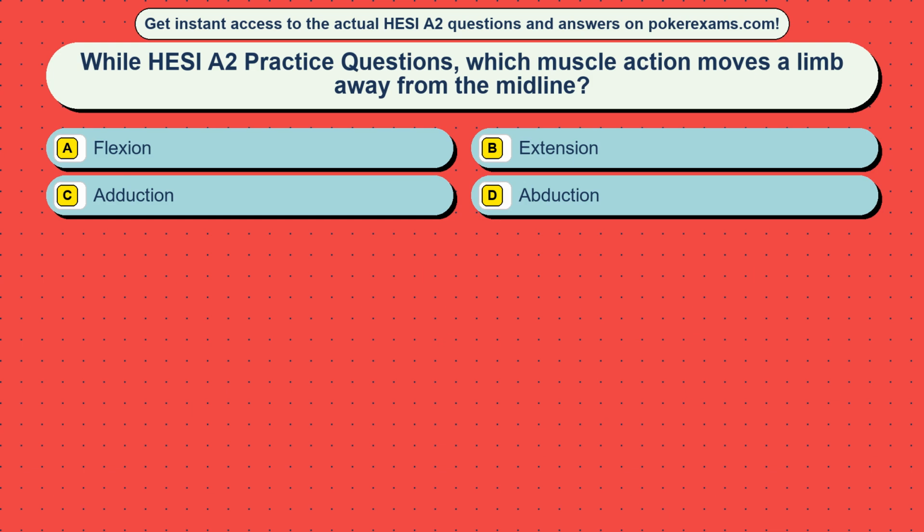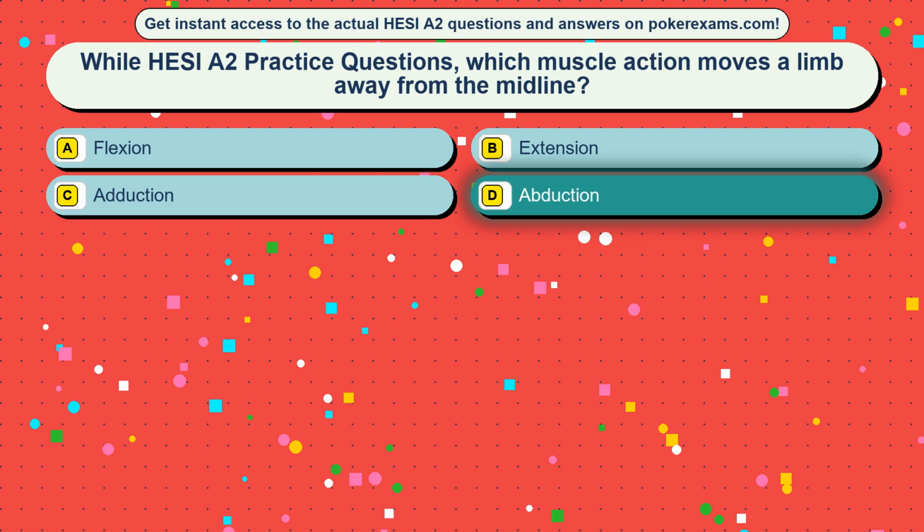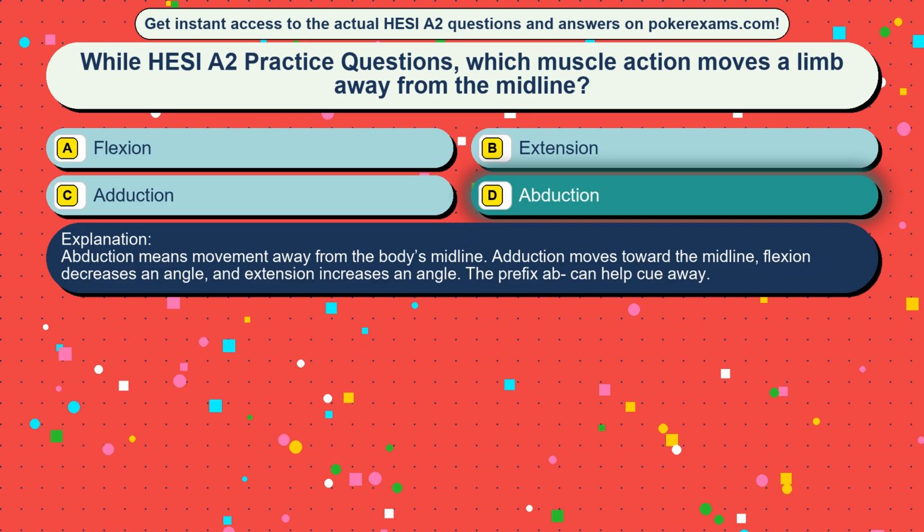Question 47. In HESI A2 practice questions, which muscle action moves a limb away from the midline? Option A, flexion, option B, extension, option C, adduction, option D, abduction. The correct answer is option D, abduction. Abduction means movement away from the body's midline. Adduction moves toward the midline, flexion decreases an angle, and extension increases an angle. The prefix AB can help cue away.